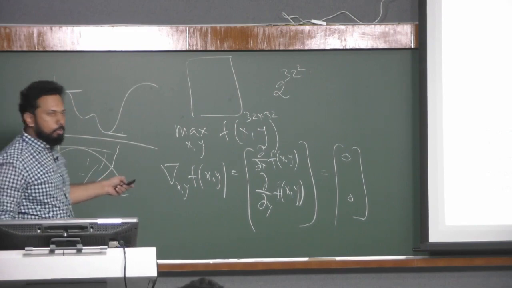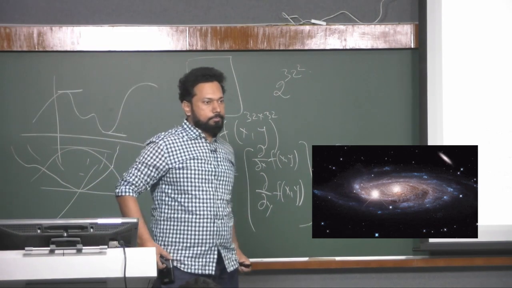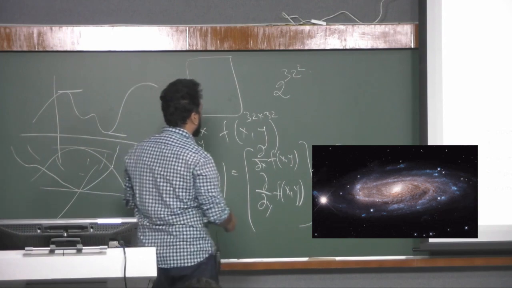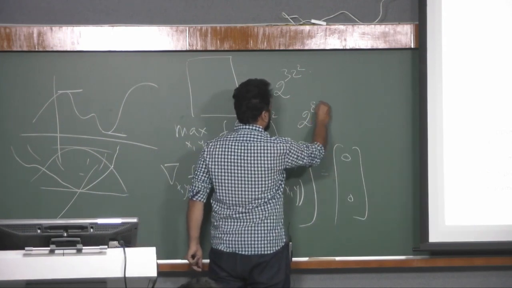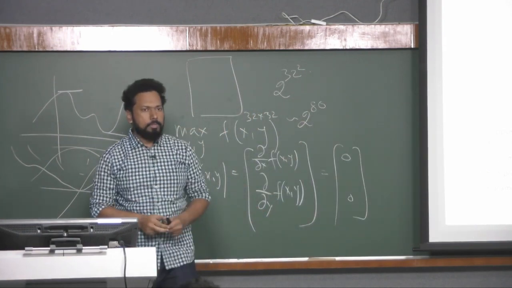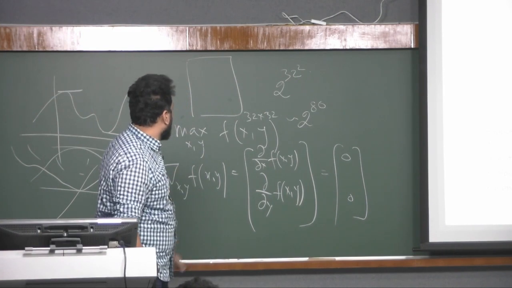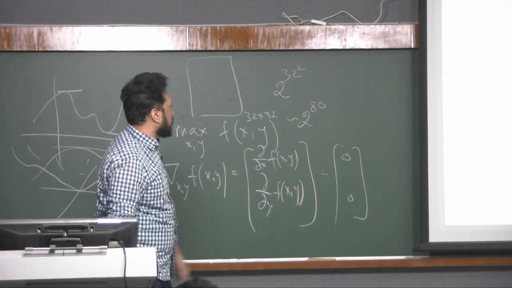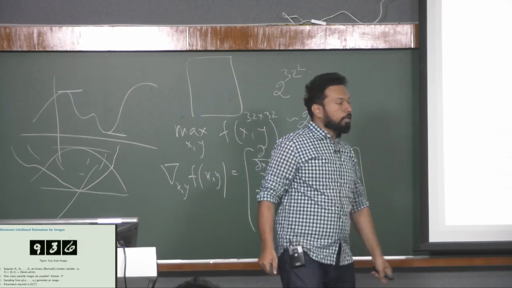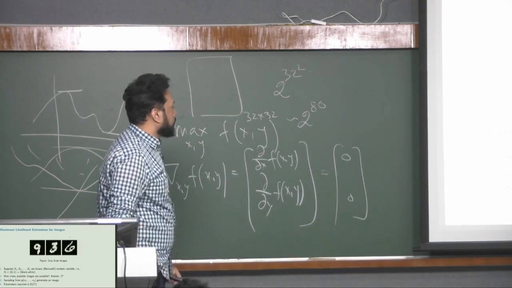This is more than the number of atoms in the universe. Atoms in the universe are approximately 2 to the 80, so that is way more than we can handle. The number of possible images itself makes this already a very high dimensional problem.